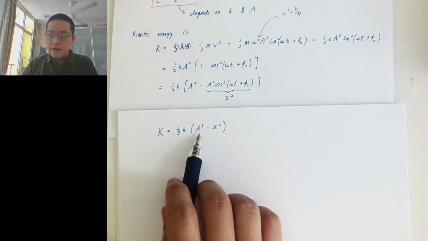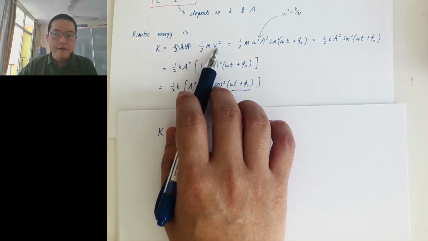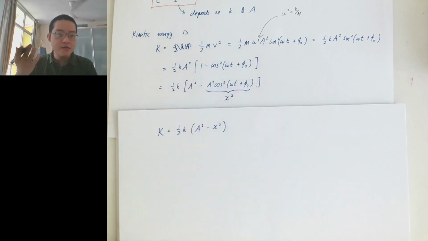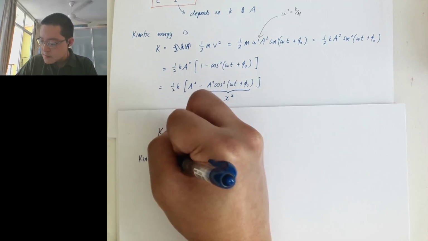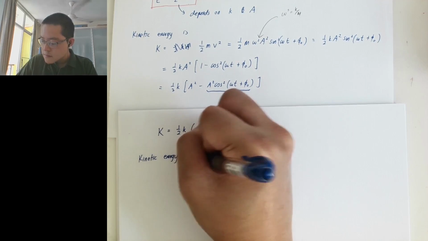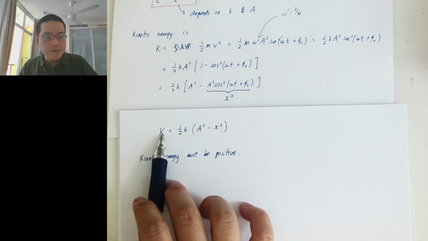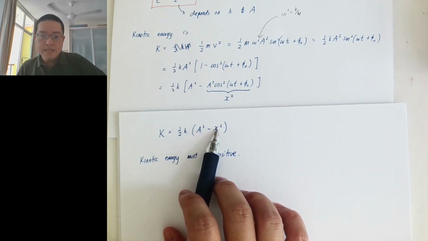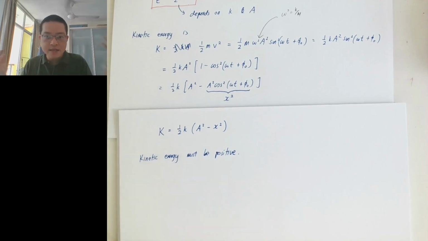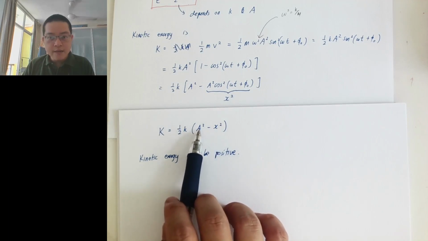For one thing, kinetic energy is supposed to be half m v squared. m is mass, a positive number. v squared also is a square of something, so it must be a positive number. So kinetic energy must be positive. Then look at what happens on the right hand side. It is a minus something. So the value of x must not make kinetic energy negative, otherwise it doesn't make sense. So that means this number must be smaller than this number.